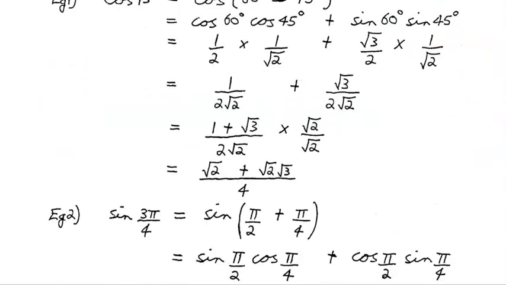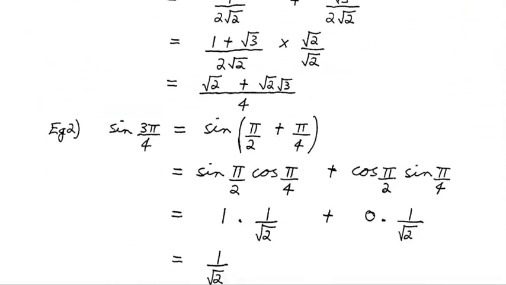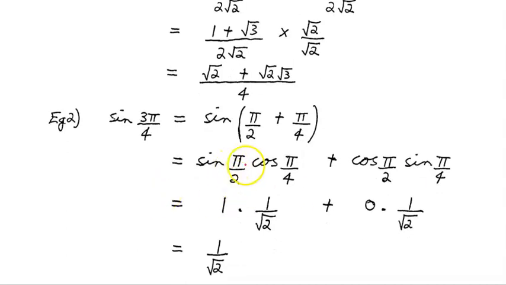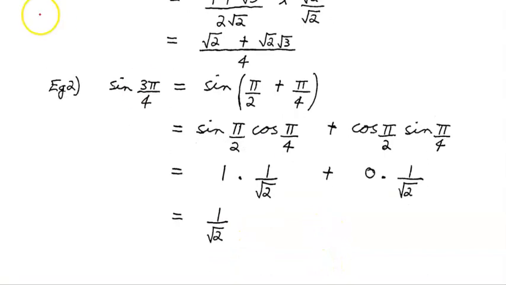So let's come down here. Again we have sine pi on 2. Sine of 90 we know to be 1. Cos pi on 4 we know to be 1 on root 2. That's 45 degrees, pi on 4, from our exact ratios above. Cos of pi on 2 is 0, so that bit's going to drop out altogether. Sine pi on 4 being 1 on root 2. We're left with 1 over root 2. And that's it.